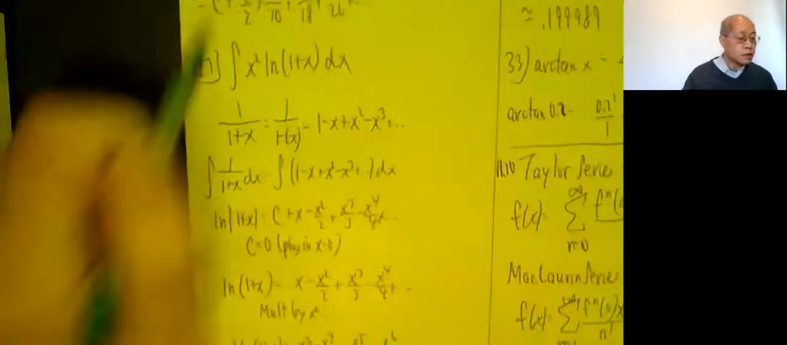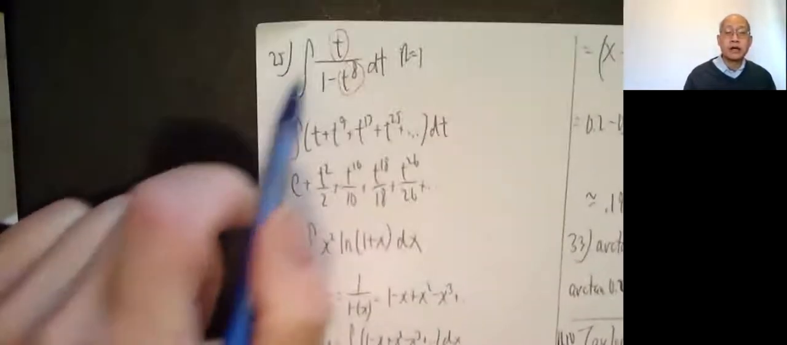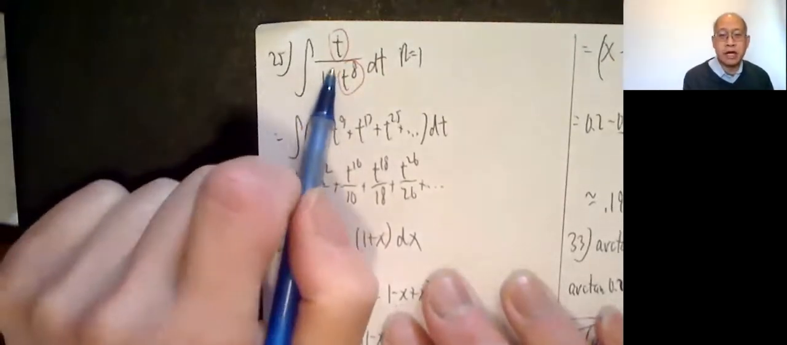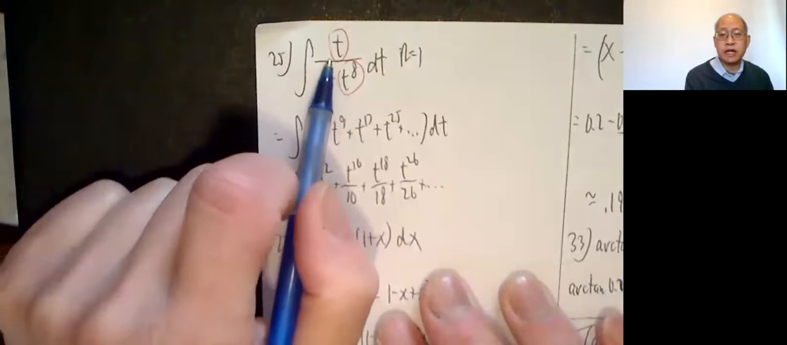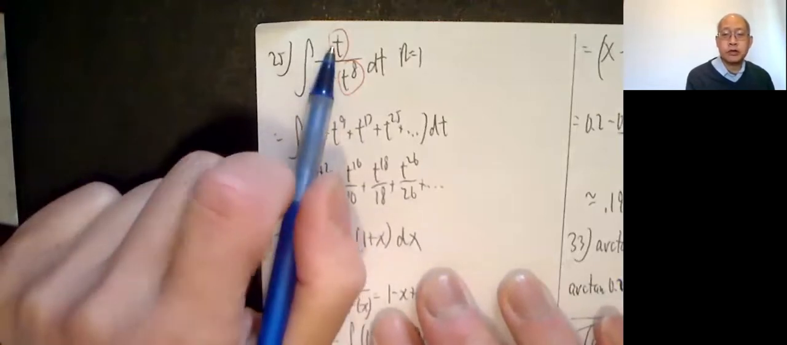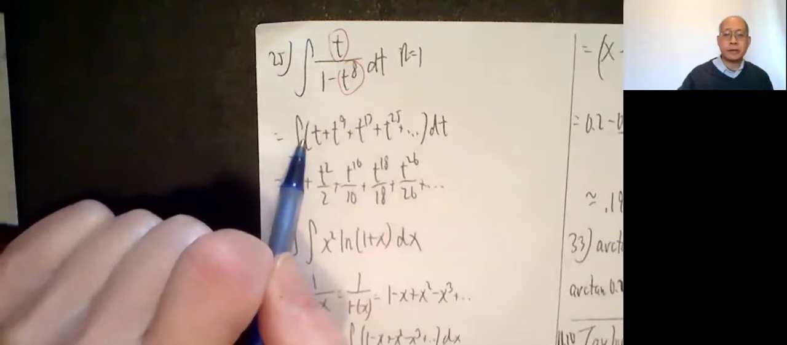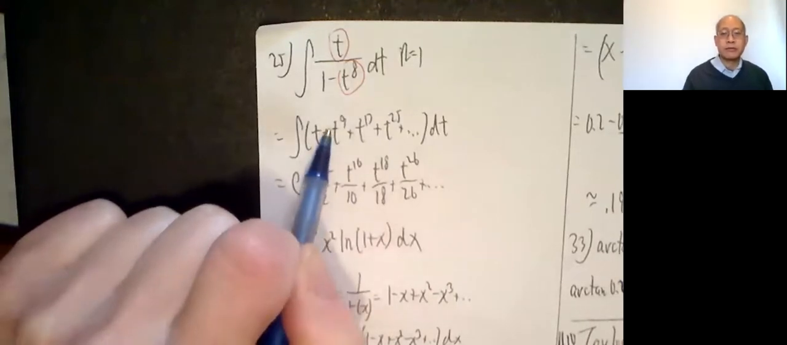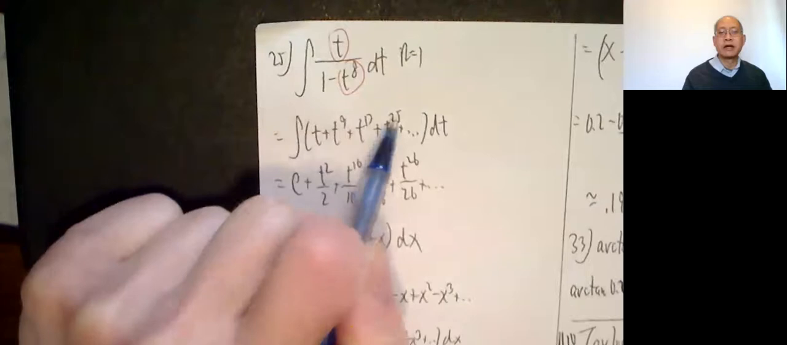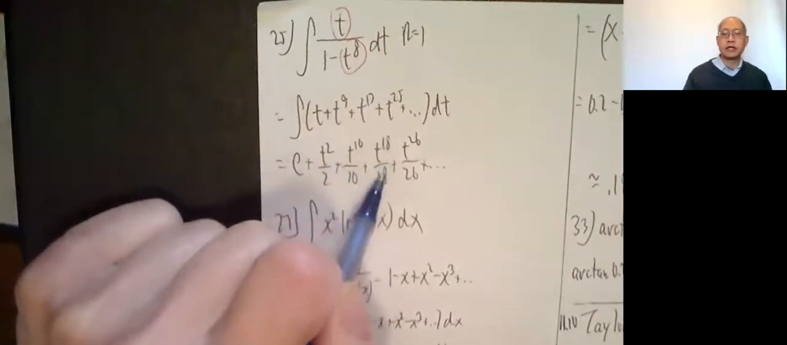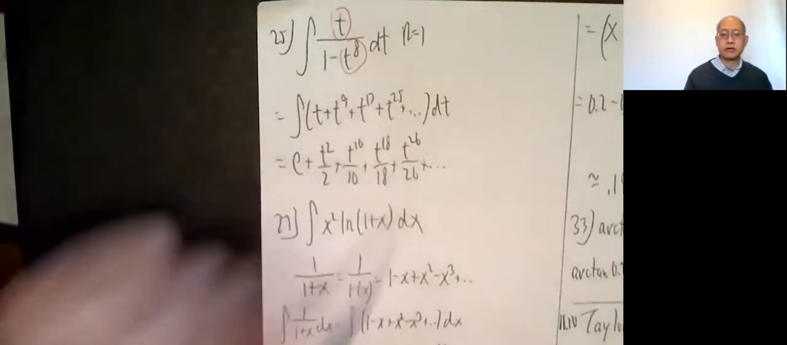Okay, how do you integrate t over 1 minus t to the 8th? This can't be done by conventional means, but treat it as an infinite series. First term is t, common ratio is t to the 8th. So put t, then you keep multiplying by t to the 8th, that. Multiply that by t to the 8th, that, and that. So that's easy. C plus t squared over 2, t to the 10th over 10, t to the 18th over 18, t to the 26th over 26.